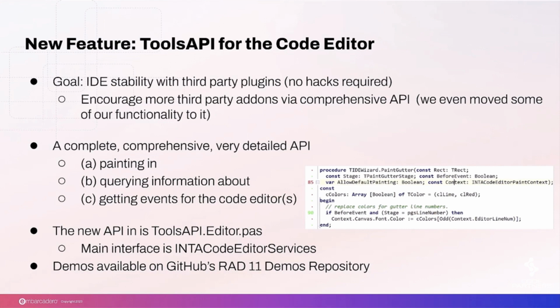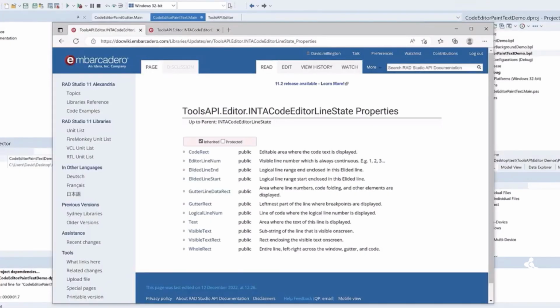So in 11.3, which is a quality-driven release, we have a new feature that will help improve stability as plugins move away from hacks towards using the new official API. Plus, it's a really powerful API to use. The new interfaces live in toolsapi.editor.paz. There's a vast amount of information you can query about the editors and their contents, about what is visible on screen and drawn where, which I'm simply not going to show today because of time.